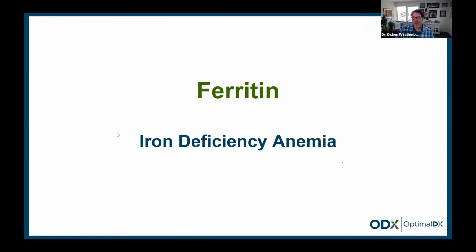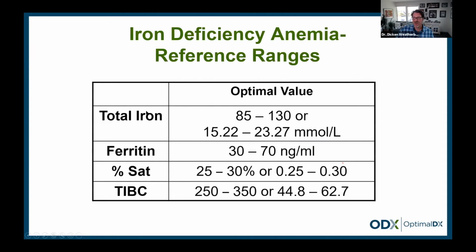So let's take a look at our iron indices. So serum iron, ferritin, percent saturation, TIBC, we could also add transferrin to this as well. Optimally, I like to see total iron between 85 and 130. Ferritin, I like to see between 30 to 70. Percent transferrin saturation between 25 and 30%. TIBC between 250 and 350.